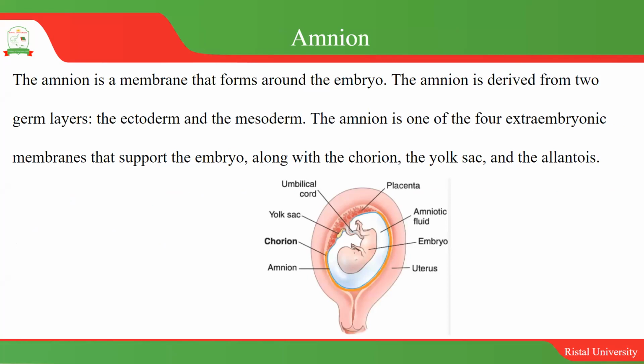The amnion is the membrane that basically covers the embryo. If you can see here, that line is the amnion. It covers the embryo, therefore provides protection. It originates from the ectoderm and the mesoderm. Okay, it's one of the extraembryonic membranes that support the embryo alongside the chorion, yolk sac, and the allantois.